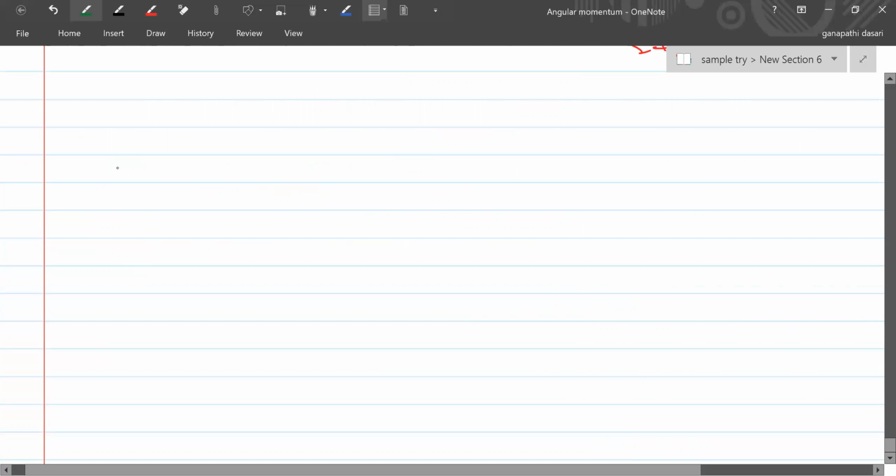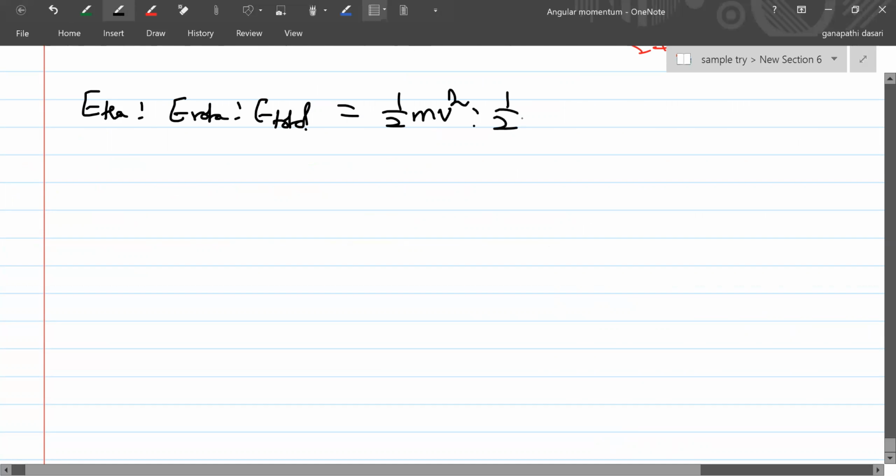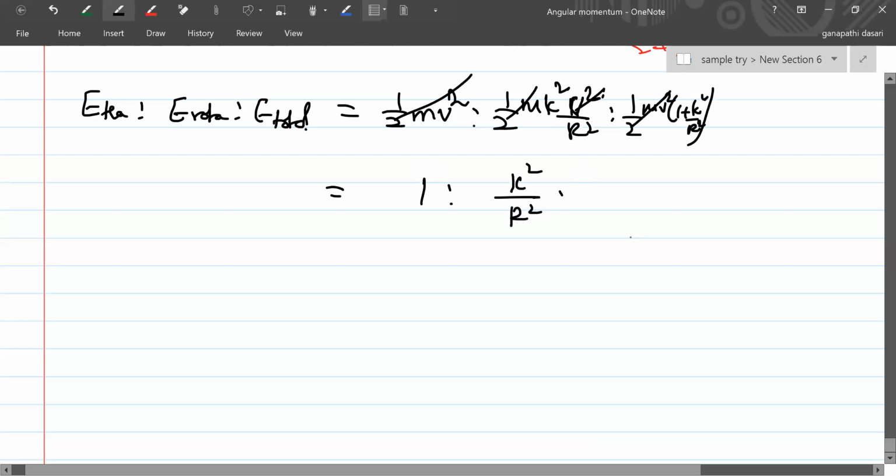Now ratios can be asked. Suppose translational energy to rotational energy to total energy. The translational energy is half m v square. Rotational energy is half I omega square, which is half m k square, and omega square is v square by r square. Total energy is adding up both, half m v square times 1 plus k square by r square, the derivation we did above. Now half m v square is common and gets cancelled. The answer will be 1 is to k square by r square is to 1 plus k square by r square. So depending on the body, you can write the ratios.